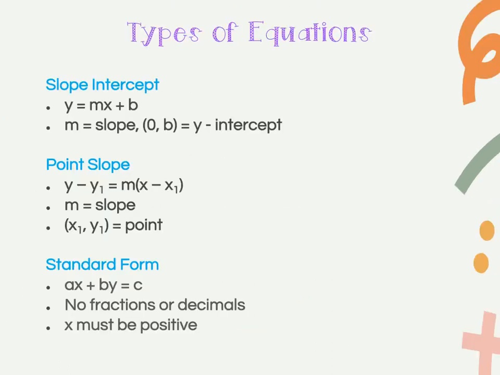So we start with the 3 major forms of lines. The first is called slope-intercept, and this is one most people seem to remember, which is y equals mx plus b. See? Oh, okay, this isn't that bad.